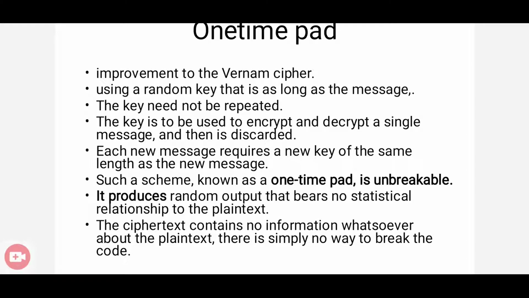And the cipher text contains no information whatsoever about the plain text, and there is simply no way to break the code. So one-time pad is a substitution cipher technique, and it is an improvement to the Vigenere cipher. It's also a polyalphabetic cipher. Here also the key length and the plain text length are the same, but we are using a random key to produce a random cipher text.